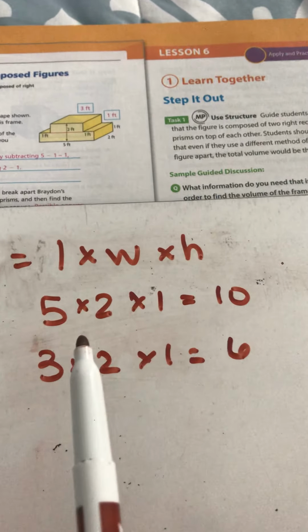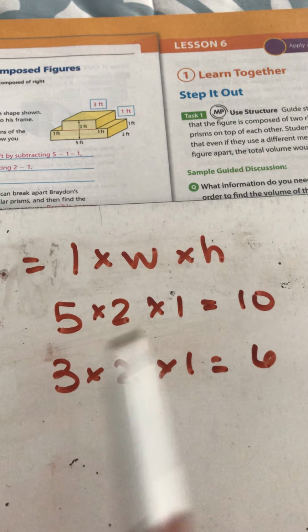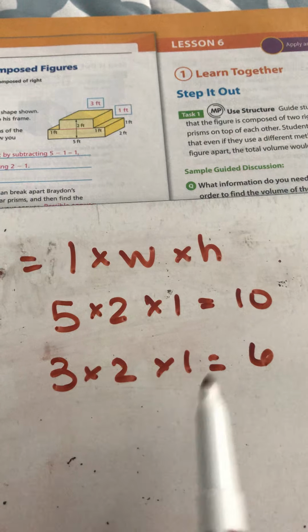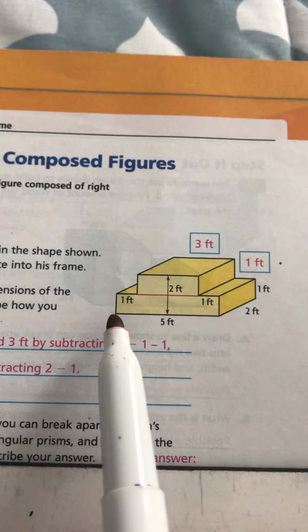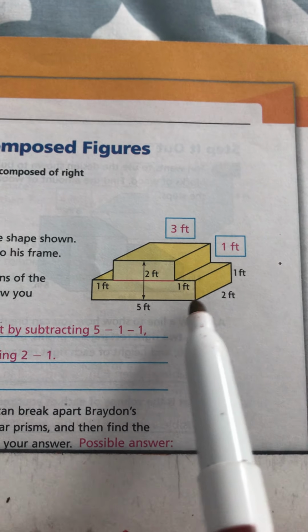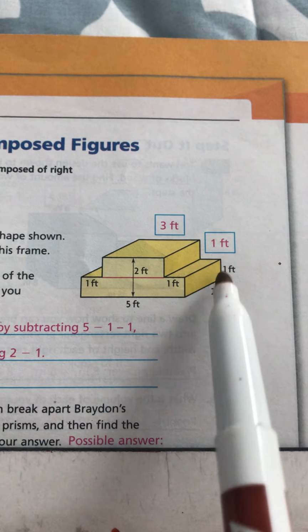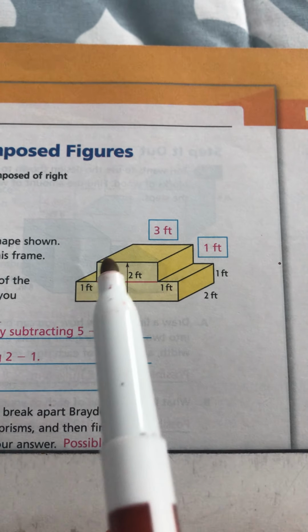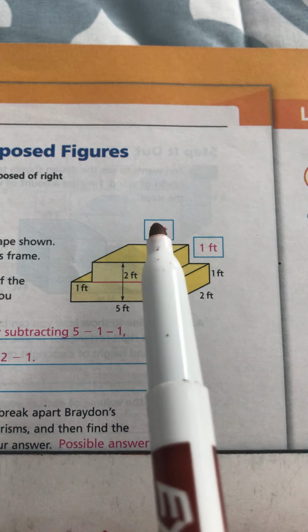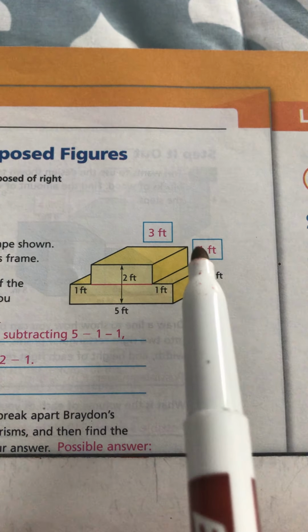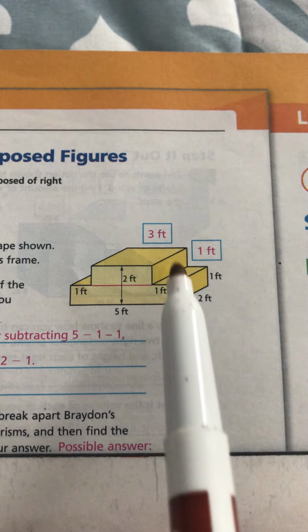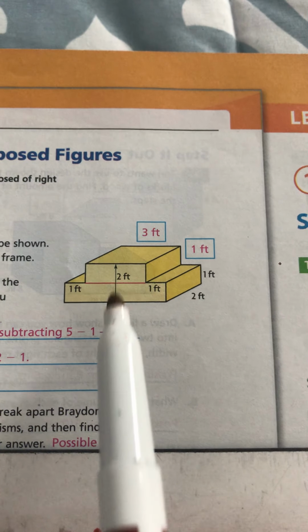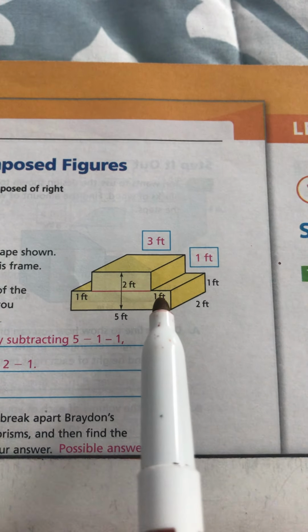So the volume of the bottom one is 10. The volume of the top one is 6. I'll repeat that again. 5 times 2 times 1: length, width, height. And then this one, the length is 3, width is still 2, and height is 1. If both of them together are 2, and this one's 1, 1 plus 1 is 2.